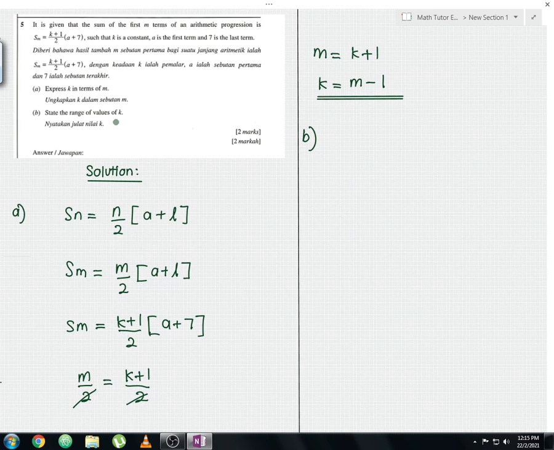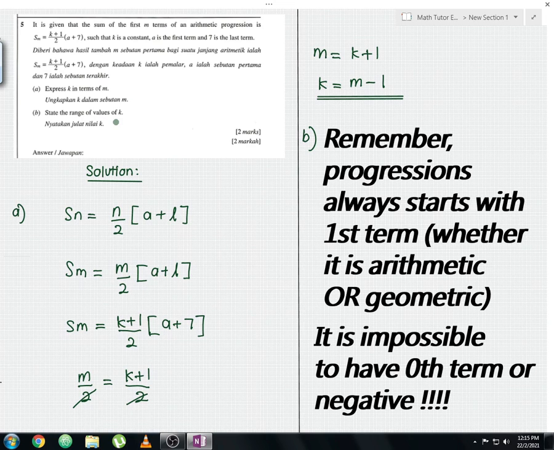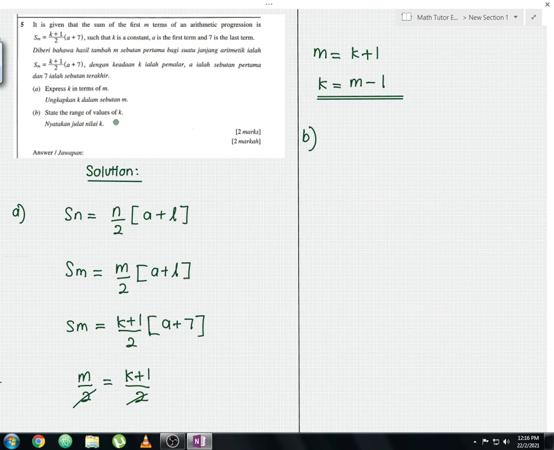In reality you won't have t0 or t negative 1 and t negative 2, and the same thing applies to the sum of n terms. You won't have a sum of the 0th term and the sum of negative 1 term. In practice that is not possible. So the first step is to come up with a constraint for m. In this case your m can only be a positive integer, so your m can only be more than or equal to 1. This is the first condition that you need to come up with.